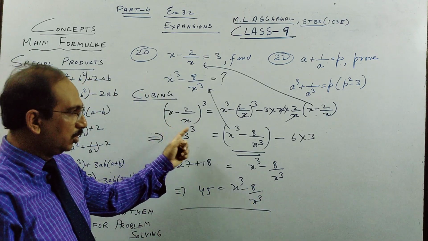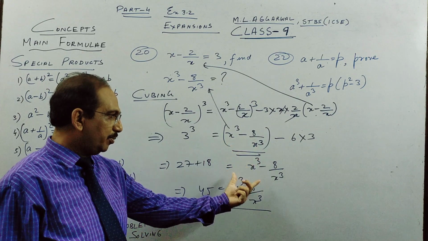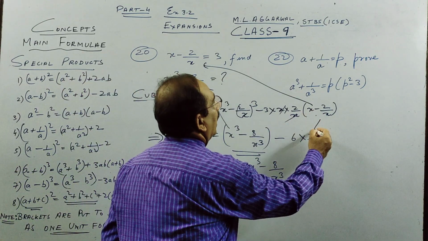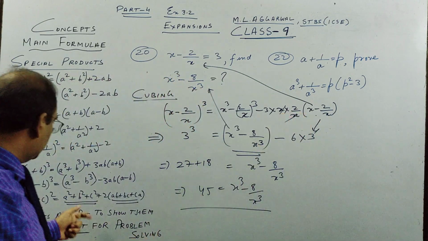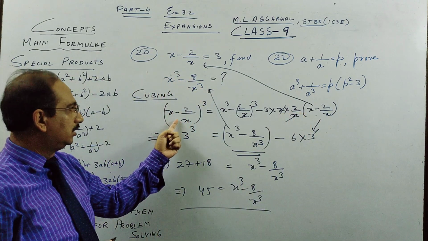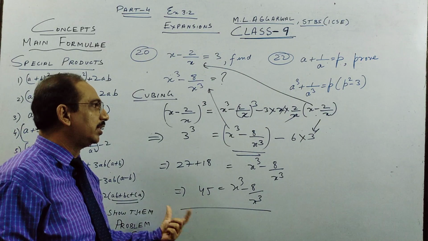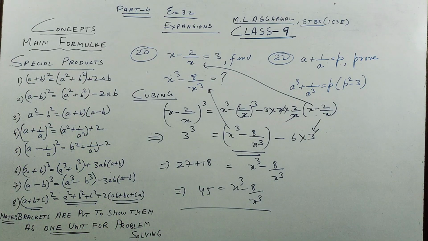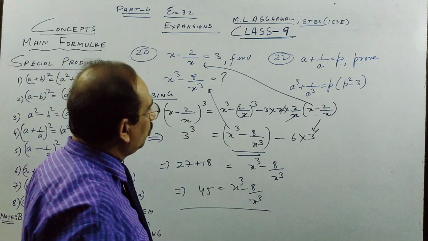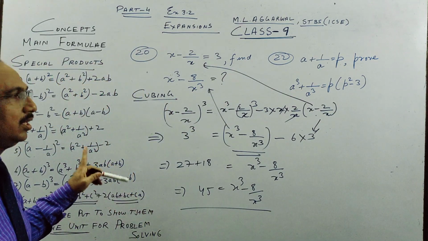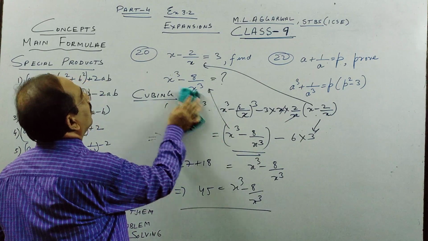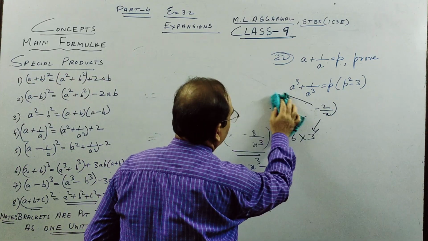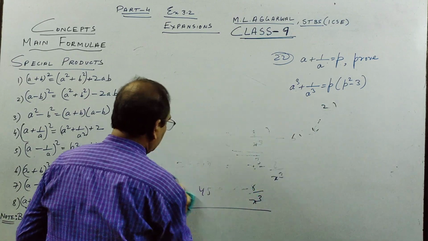Once more, we cube it. This we keep because this we have to find. We substitute x minus 2 by x as 3, and 6 comes here by this formula number 7, and this cube, 3 cube is 27. So next we go. Please pause the video and copy, and next we go to one proving question, which is number 22.